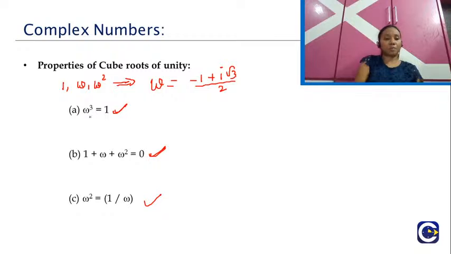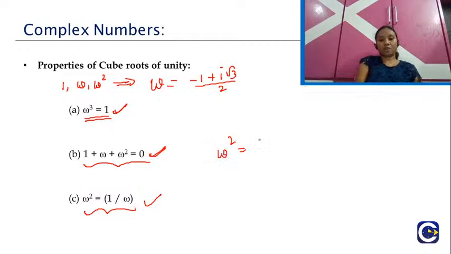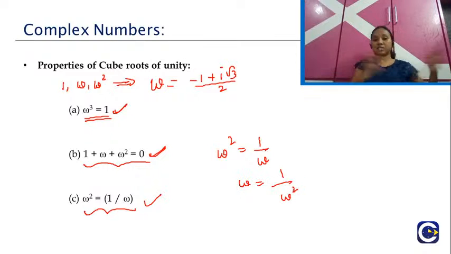Right, so the first property here is always omega cube will be equal to 1, and always the sum of the roots, that is our sum of the cube roots of unity, 1 plus omega plus omega square, will also be equal to 0, and our omega square can be written as 1 by omega, and when we have omega square equal to 1 by omega, you can even write omega will be equal to 1 by omega square. So vice versa, you can represent these properties in your questions while solving them.